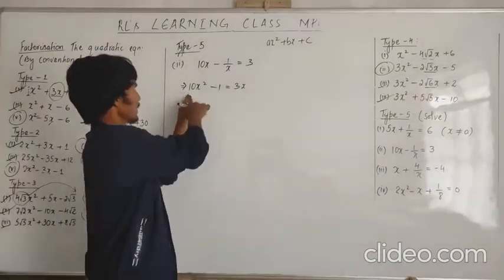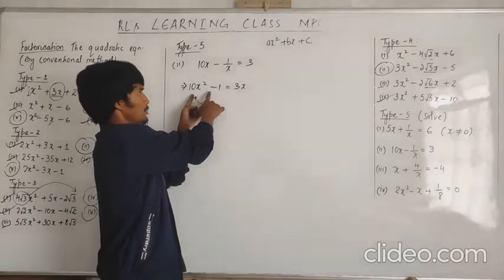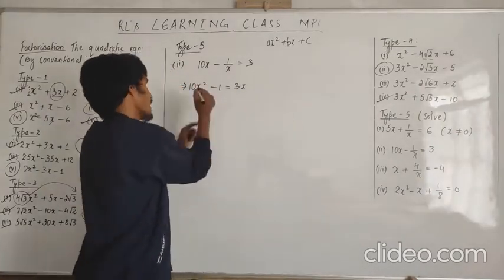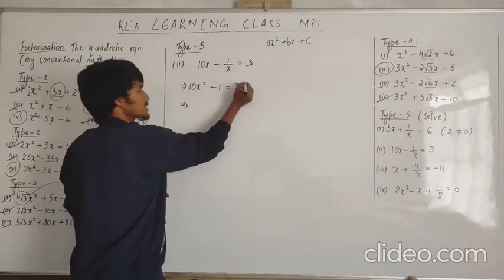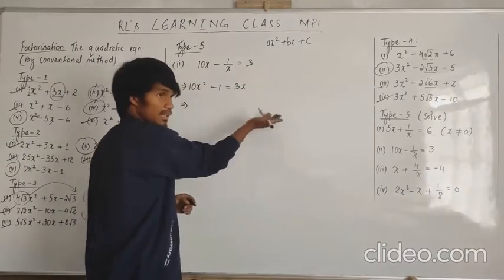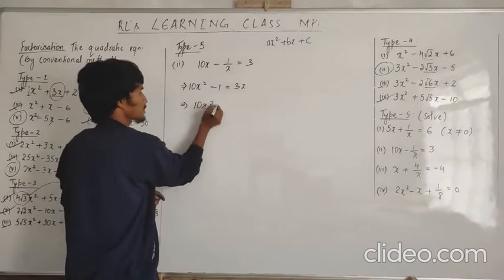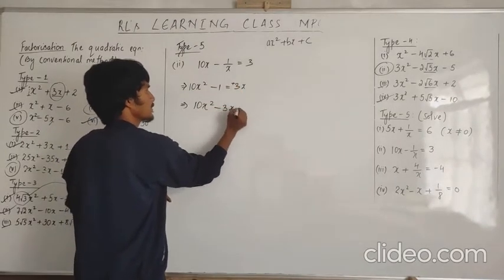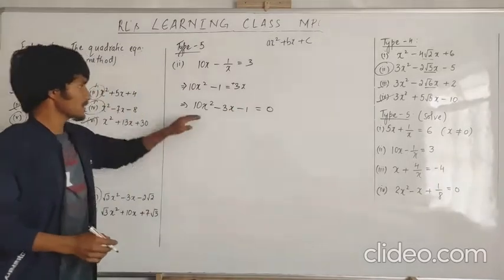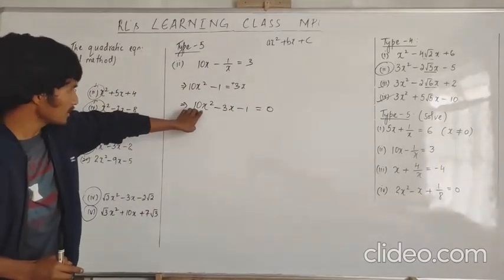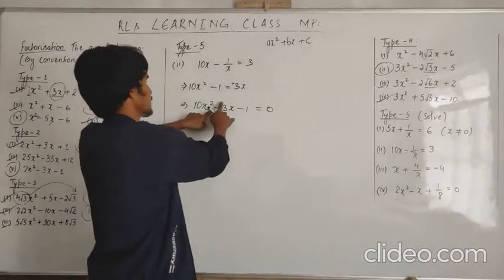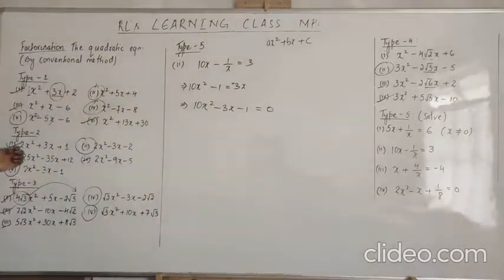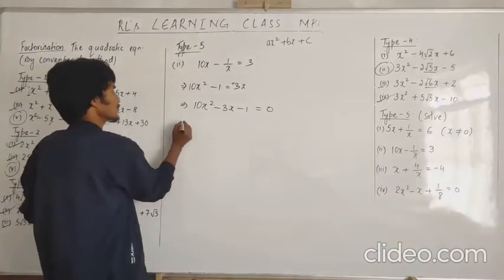But here is ax squared. But there is no x here. But here is x, bx. We have to arrange it. Now this is from the right side. Now take to the left side. Then 10x squared. But here is plus. Then take this side, change to minus. Then minus 1. Now we got this as ax squared plus bx plus c. Then this as type 2. Then type 2 will do same process.